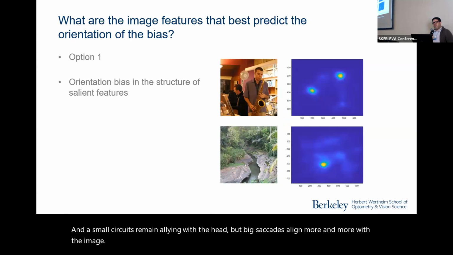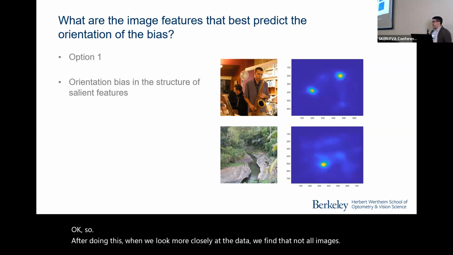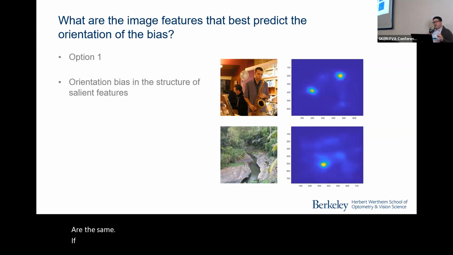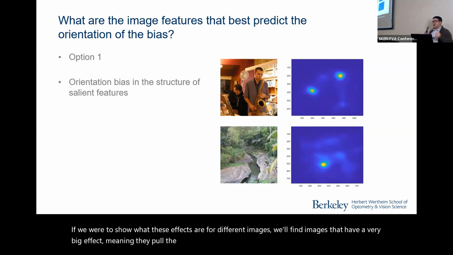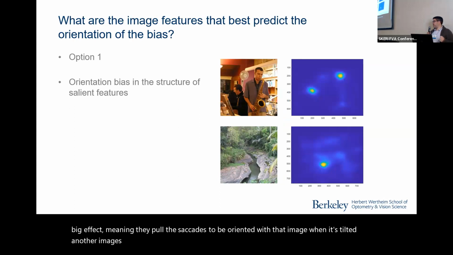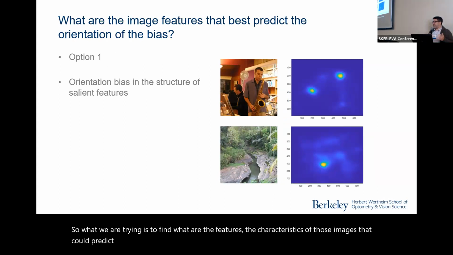Okay, so after doing this, when we look more closely at the data, we find that not all images are the same. If we were to show what these effects are for different images, we'll find images that have a very big effect, meaning they pull the saccades to be oriented with that image when it's tilted, and other images that don't seem to have the same effect. So what we are trying is to find what are the features, the characteristics of those images that could predict which images affect the saccades and which ones don't.